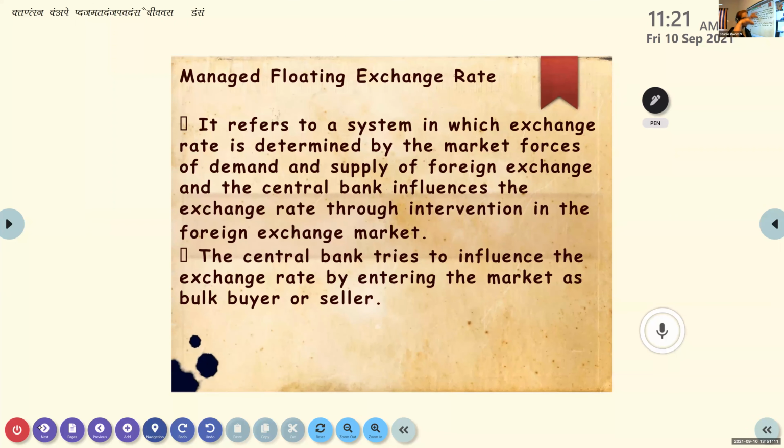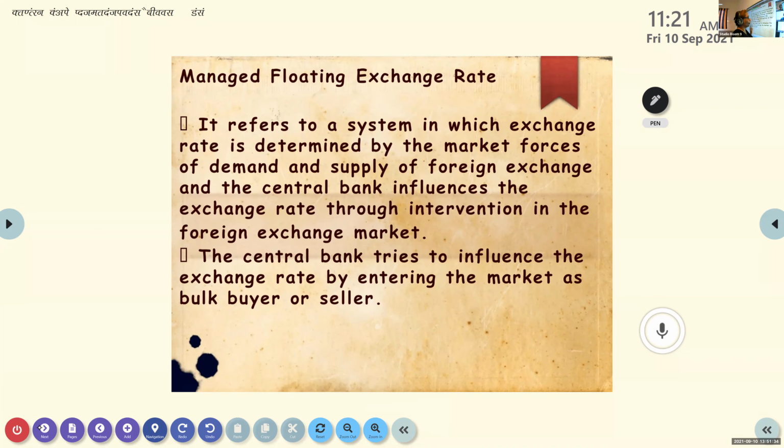To bring down the rate of that particular foreign currency, the central bank will sell its reserves. That means more supply in the market. When there is more supply, what will happen? The prices will come down. So this is one method through which the government influences the foreign exchange rate.